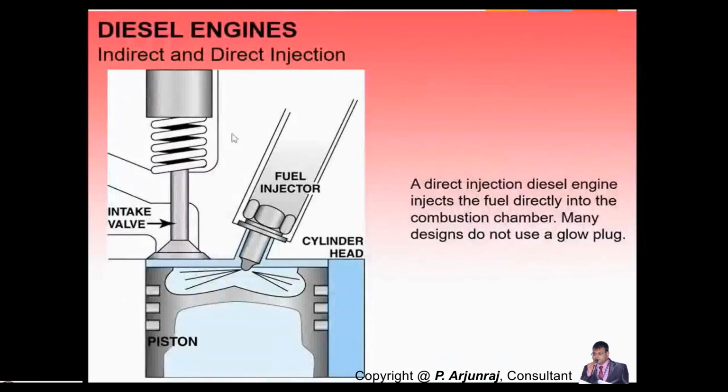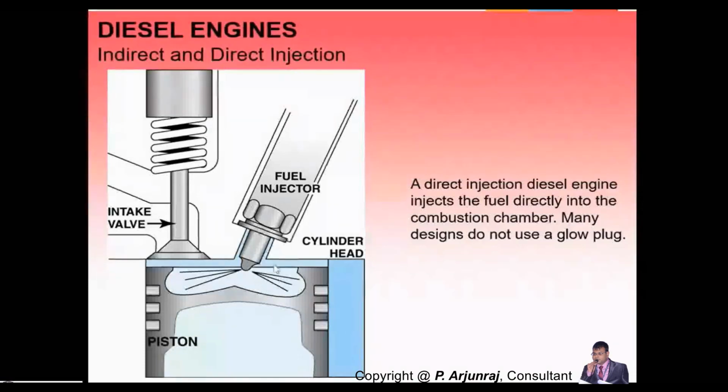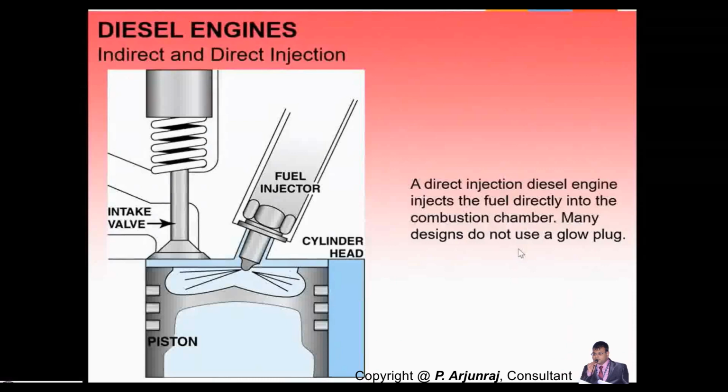So next is direct injection. In the case of a direct injection diesel engine, it injects the fuel directly into the combustion chamber. In the case of indirect, what you have seen, we use the pre-combustion chamber, but here we directly put it into the combustion chamber. In the case of direct injection, sometimes we are not going with a glow plug. Okay, many designs do not use a glow plug. And again, the injection pressure is going to be higher in the case of a direct injection engine.